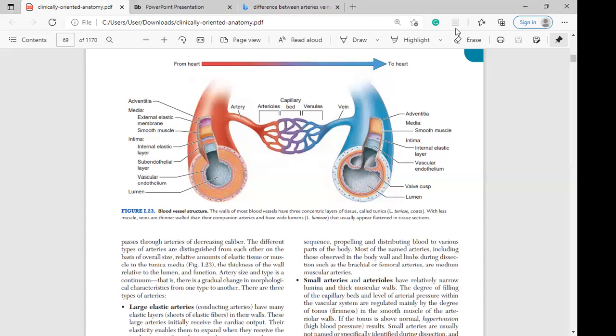Okay, so I want us to do something to remember. Now, V, vascular endothelium, which is the innermost layer. S, subendothelial layer. I, internal elastic layer. S again, smooth muscle. E, external elastic membrane, and then A, which is the adventitia. So VSISEA: vascular endothelium, subendothelial layer, internal elastic layer, smooth muscles, external elastic membrane, and adventitia.